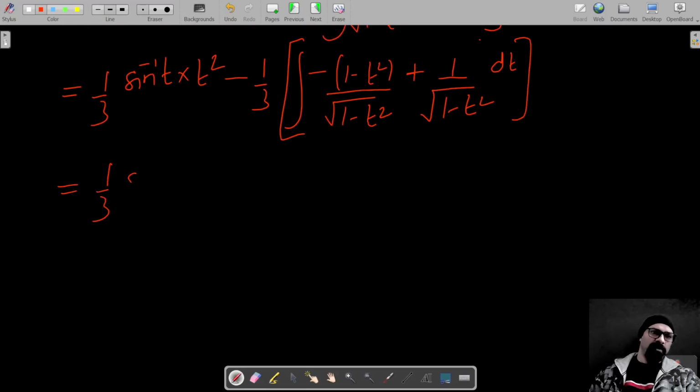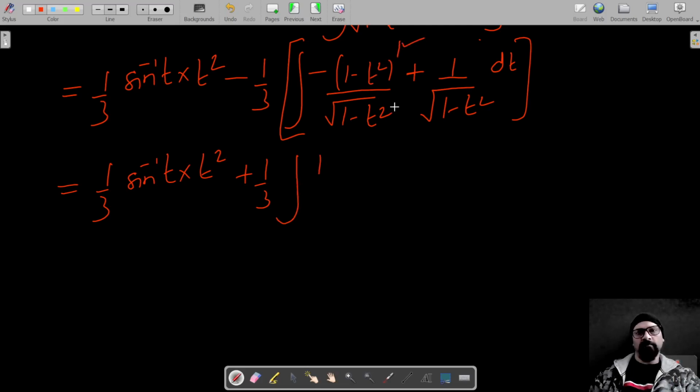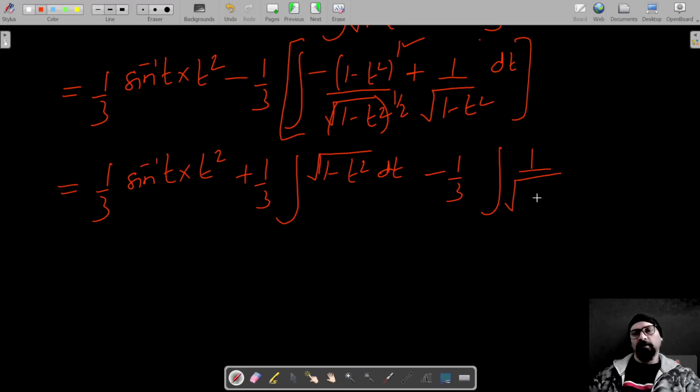So this is 1 by 3 sine inverse t into t square. If I open up the bracket, this is plus now 1 by 3, and integration of 1 minus t square raised power 1, and 1 minus, so the root means that this is half. So 1 minus half is half. So that means this is under root 1 minus t square into dt. This becomes 1 by 3 into 1 upon under root 1 minus t square into dt.